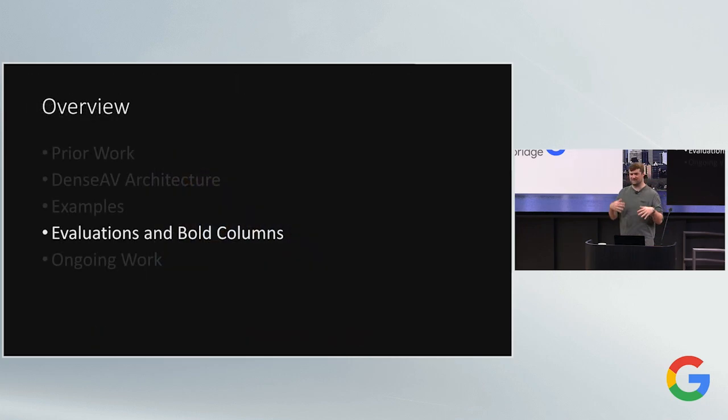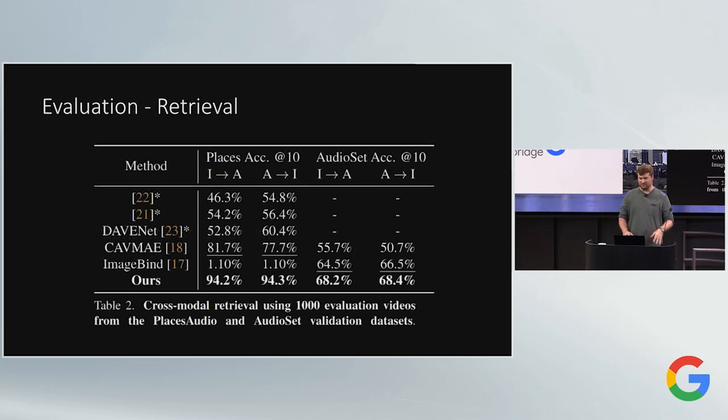Cool. So that's a quick overview of the architecture that we had built, and now we'll hit you with some bold columns and tables and things like this, just to show how it performs and how we evaluate this kind of system. The simplest way to evaluate these cross-modal contrastive learning systems is retrieval. So we take 1,000 different classes, 1,000 different examples, split them into audio and video, and then try to match them up, both from image to audio and audio to image.